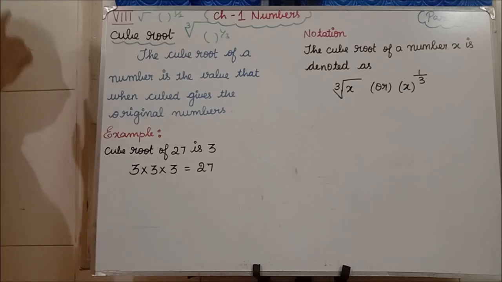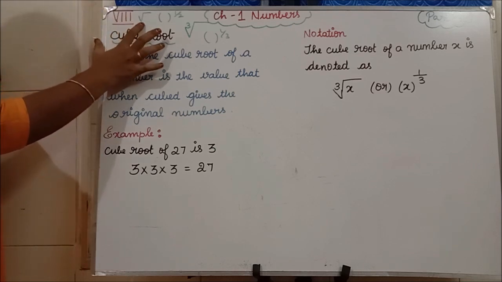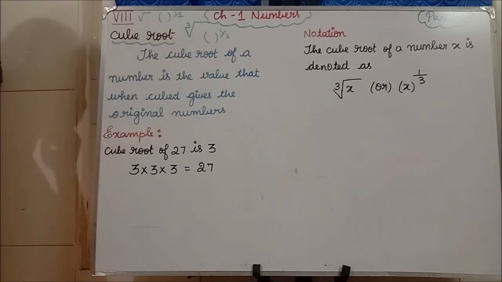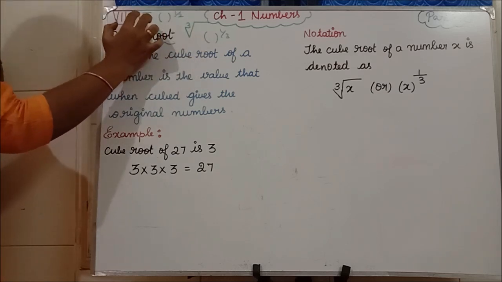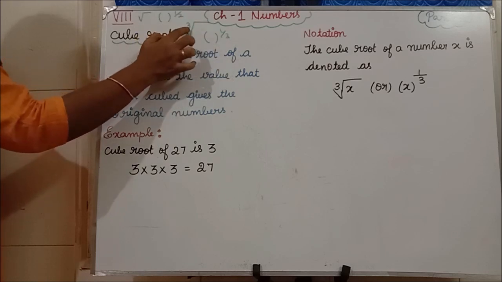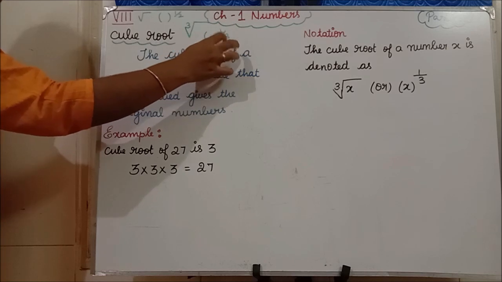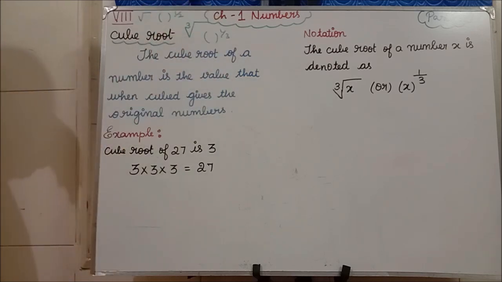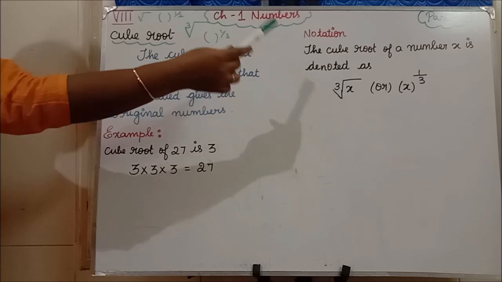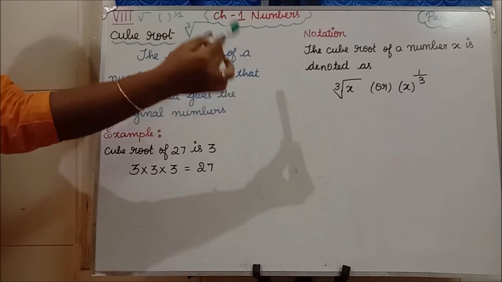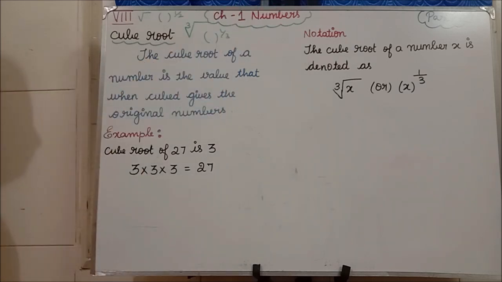Clear? You have learned in the previous session, part 10 session, square root, isn't it? So square root we denote like this, or else we can write it as whole power 1 by 2 also. Cube root is the same, but inside the gap you put 3, or else whole power 1 by 3 also you can write. Clear? See the notation. The cube root of a number x is denoted as cube root of x or x whole power 1 by 3. Clear students about the cube root?